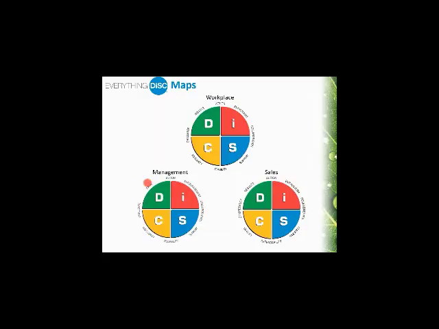Similarly, in the Everything DiSC Sales map, this reflects the changes in the i dimension, with the focus on relationships rather than collaboration. In the S dimension, the focus shifts to sincerity rather than support. In the C dimension, we have quality rather than accuracy. And in the D dimension, we have competency as opposed to challenge.